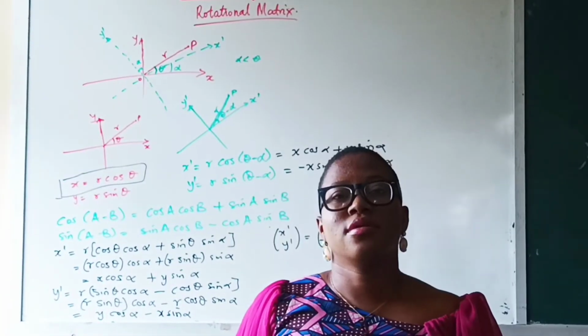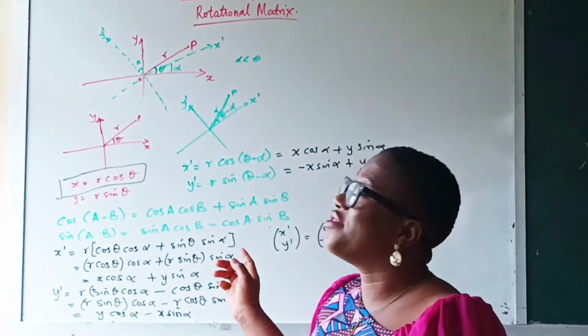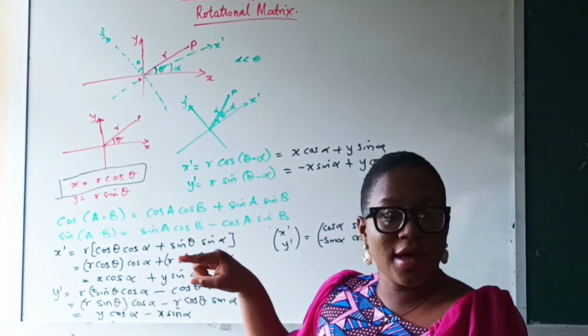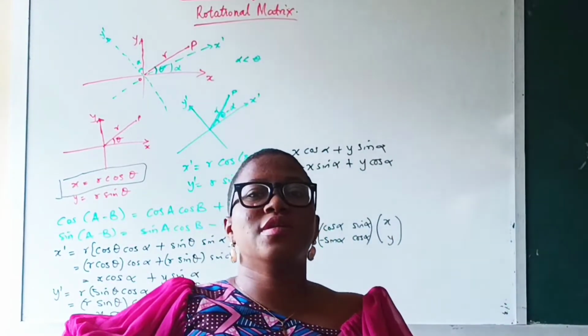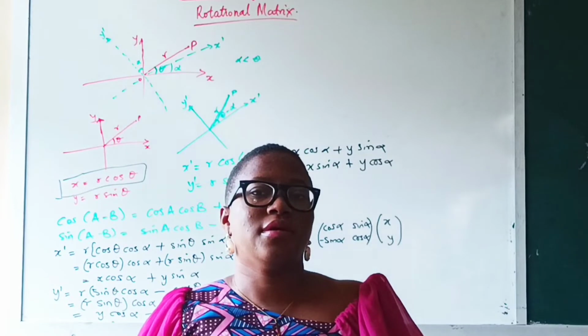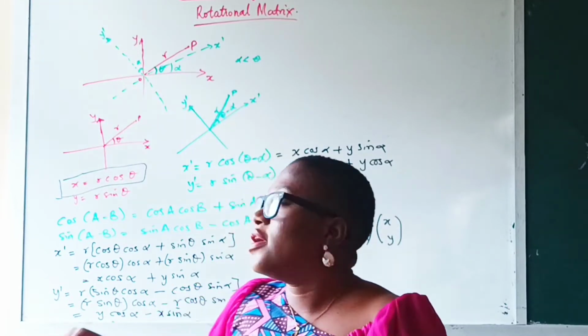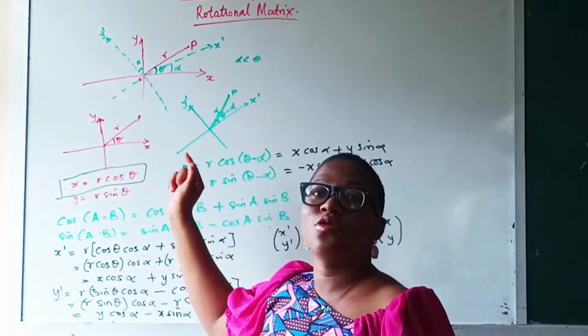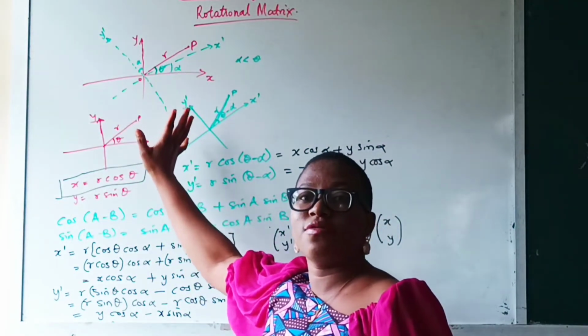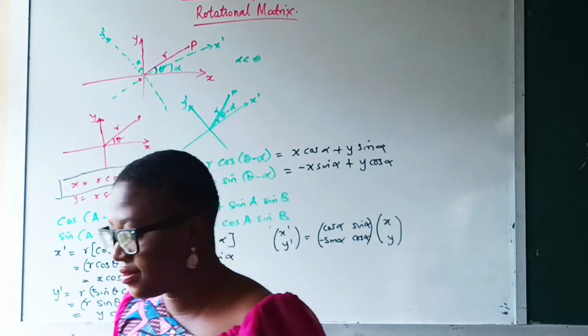So that's all you need to know about rotating a plane about an angle. Next, we'll do rotating a point about a plane. Here, when we rotated the plane, it was the plane that shifted. Next, we are going to shift the point and keep the plane fixed. So let's do that.